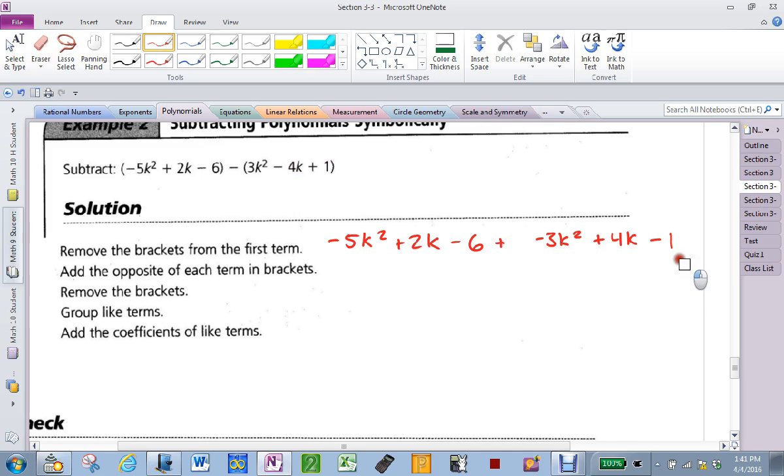Yes. Now, you already know how to do this. Group like terms. What's the term we start with? The biggest degree, which is what?